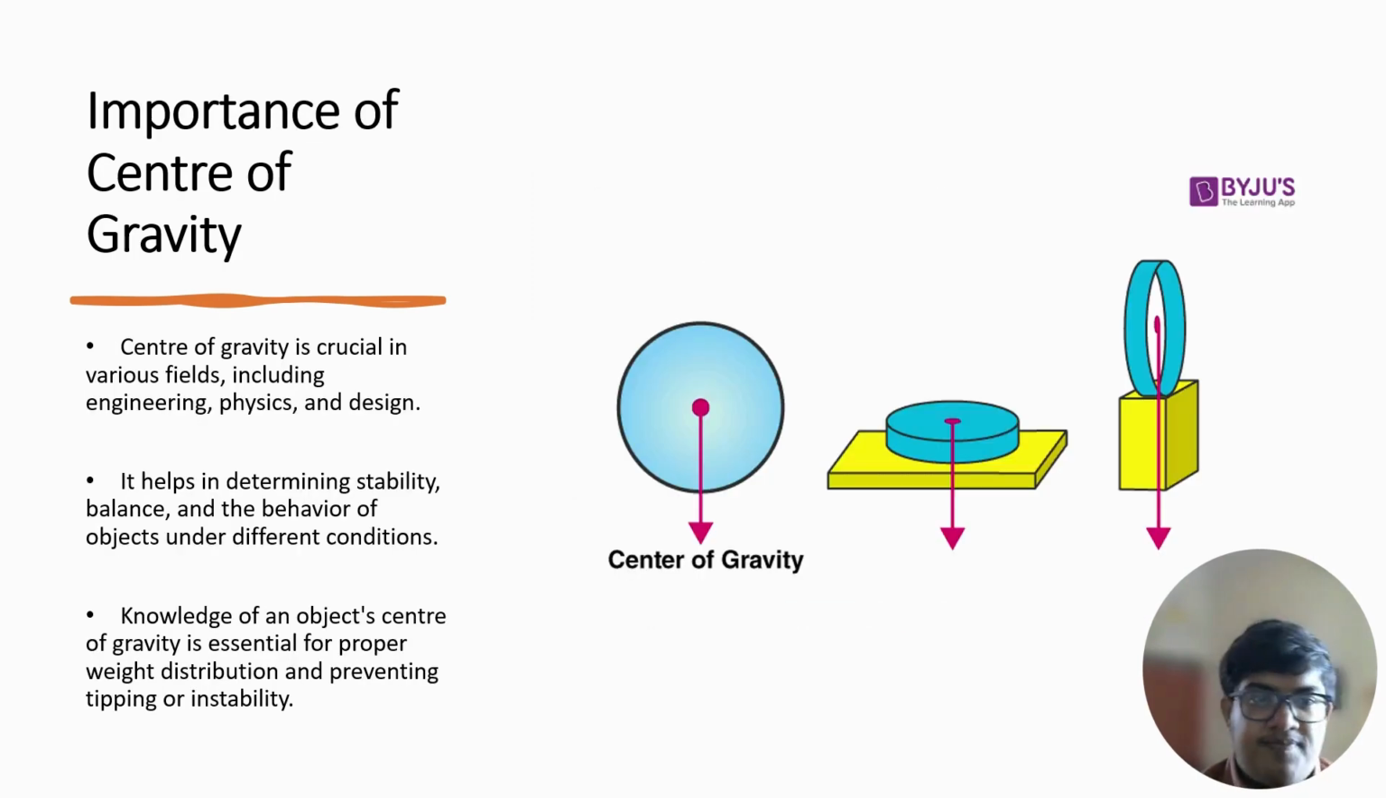So next, why is center of gravity important? Center of gravity is crucial in various fields including engineering, physics, and design. It helps you determine the stability, the balance, and the behavior of an object under different circumstances. So knowledge of an object's center of gravity is essential for proper weight distribution and preventing tipping or toppling effect or instability.